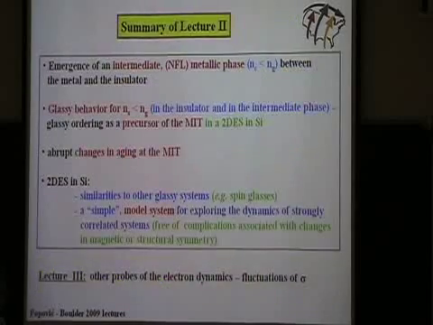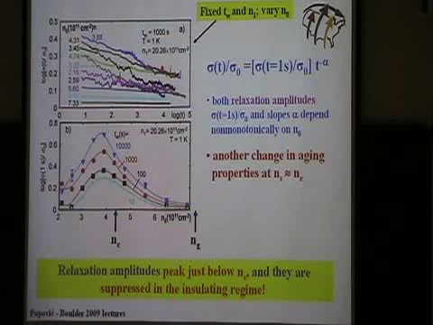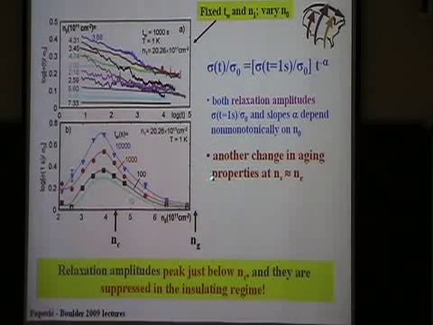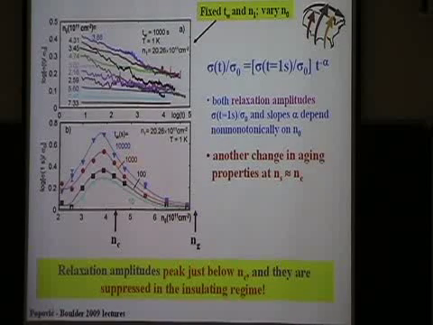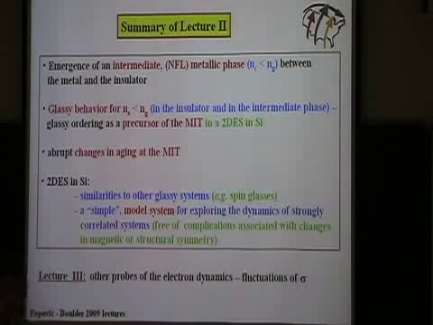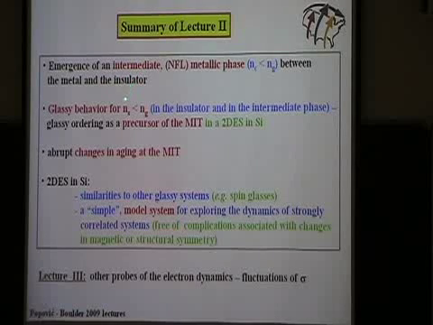I just wanted to show this to show you that there is something else in the aging properties that changes at the metal-insulator transition, which is distinct from the glass transition. So to summarize and finish, we have found from this data so far the emergence of an intermediate non-Fermi liquid metallic phase between the metal and the insulator in general.